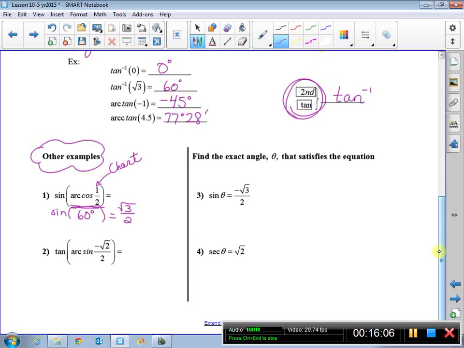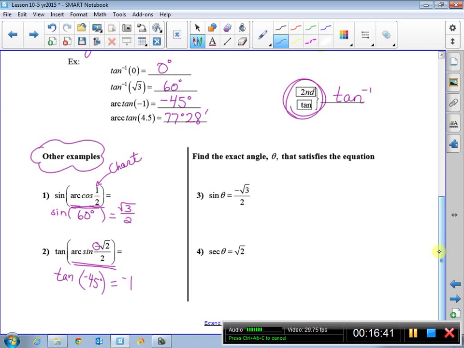Number 2, we're doing the tan. This is an angle. Arc sine of negative radical 2 over 2 is an angle. So first figure out the angle. It's negative for sine, arc sine, so I know I'm going down into quadrant 4. A negative angle, and that is negative 45 degrees, and the tan of negative 45 degrees is negative 1.